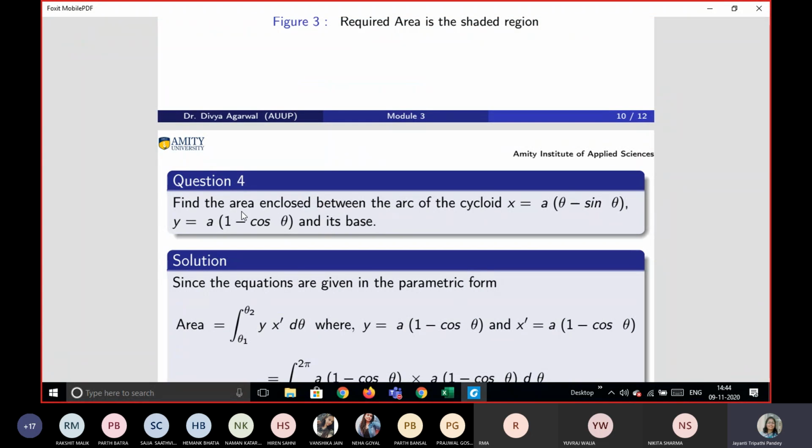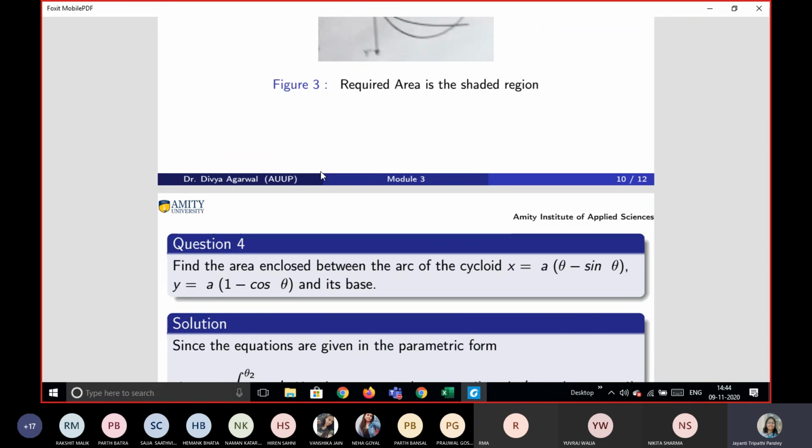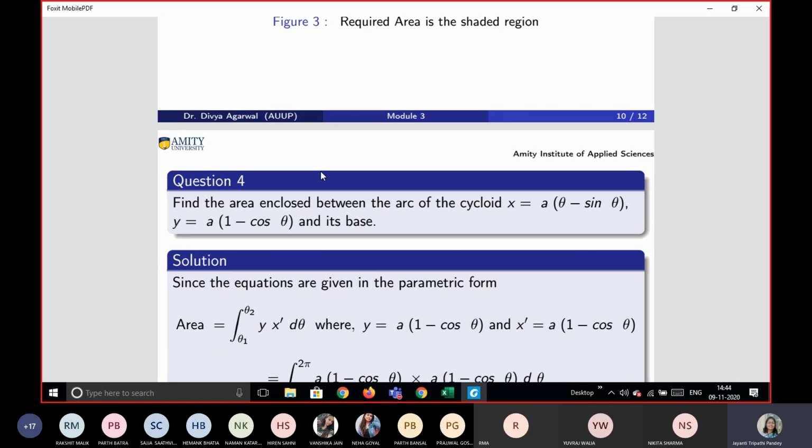Okay. Now next question. Whatever we have done so far is class 12th. I have not taken anything for applied maths 1 so far. It's just a revision of class 12th. Find the area enclosed between the arc of the cycloid x is equal to this and y is equal to this and its base. Here the equation is given in parametric form.